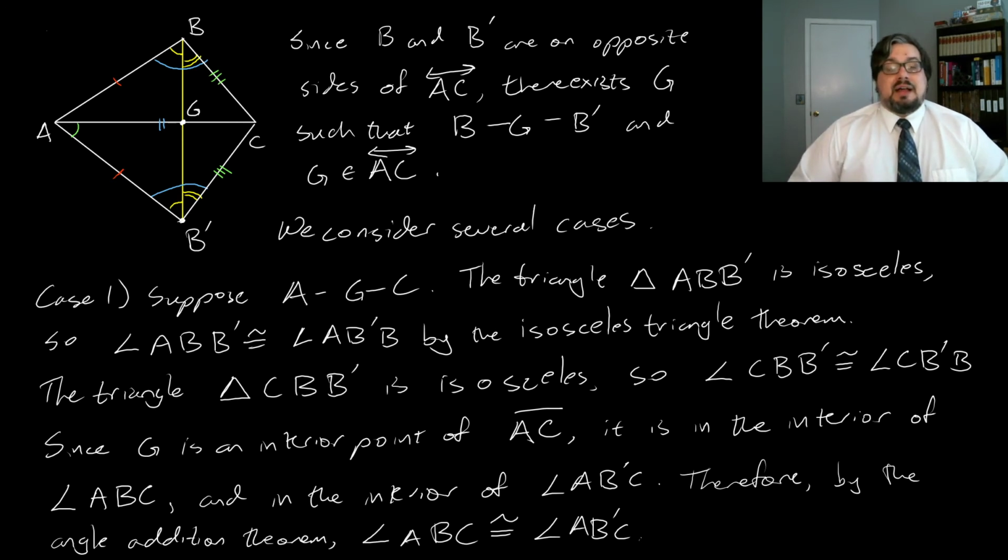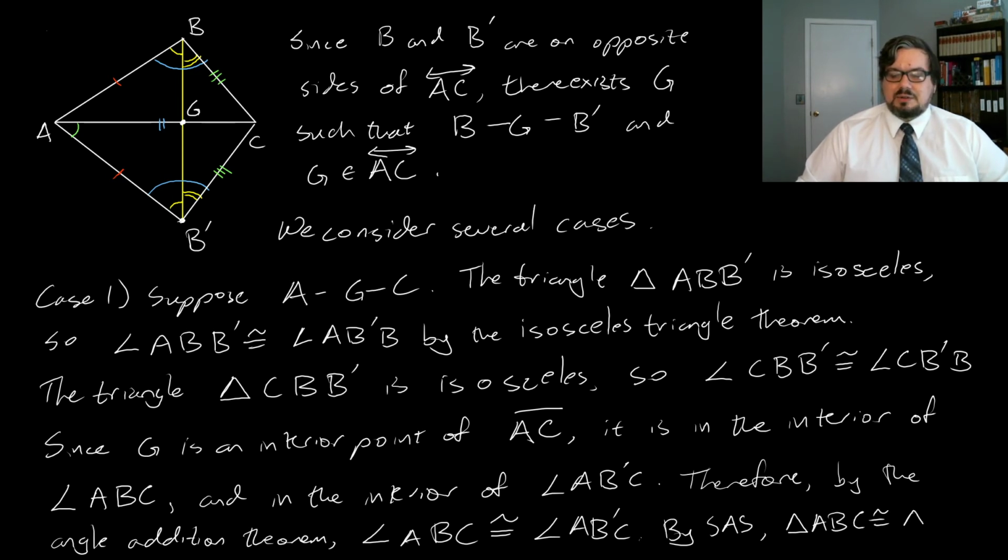Now that we've got that the blue angles are congruent, then we're done. Now we can use side angle side. So by side angle side, this tells us that the triangle ABC is congruent to the triangle AB'C, which is what we wanted to prove.